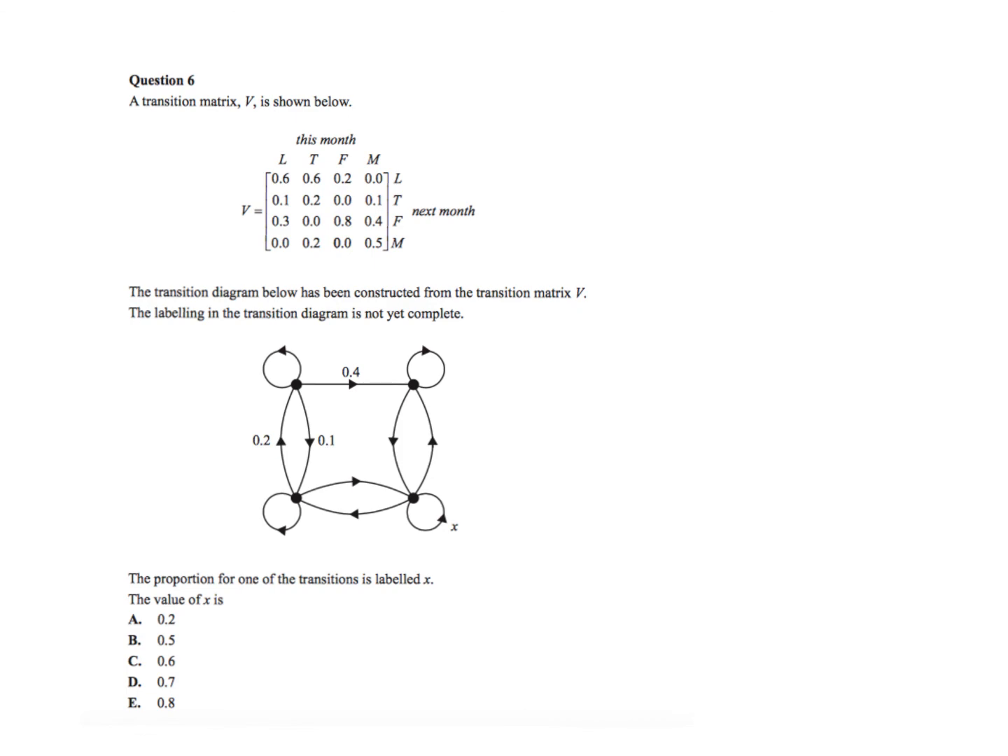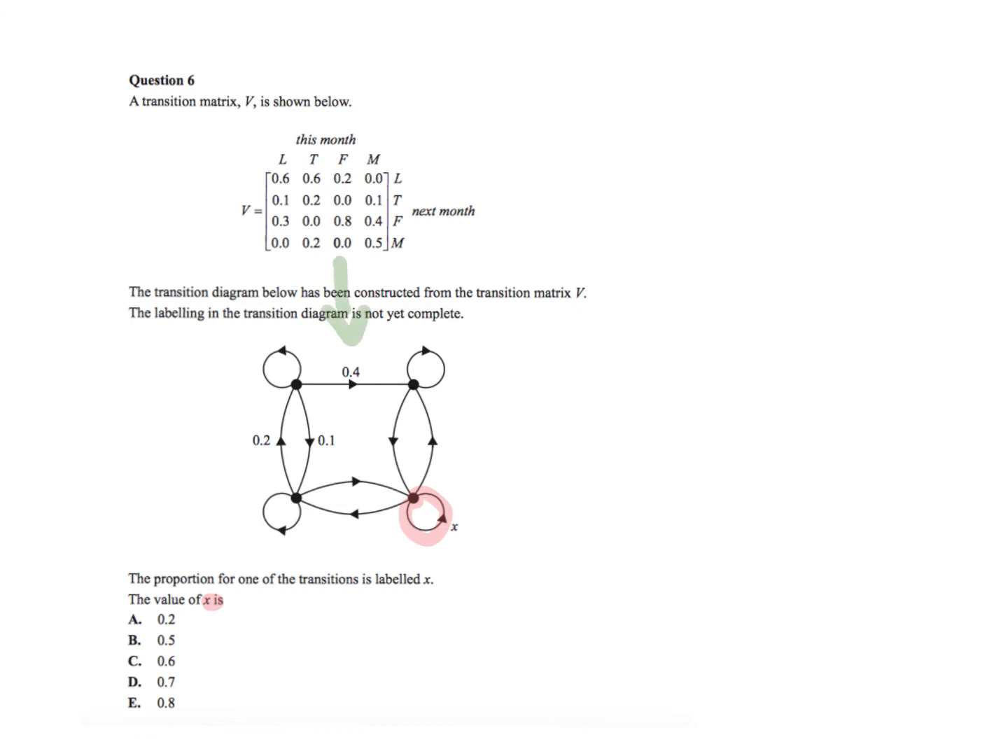Okay, so the transition diagram below has been constructed from this transition matrix, and the labeling in the transition diagram is not complete. So the proportion for one of the transitions is labeled X, and you have to find what X is. So we've got to have a look at what we've got, and we have to try and take that transition matrix and put it down into this diagram.